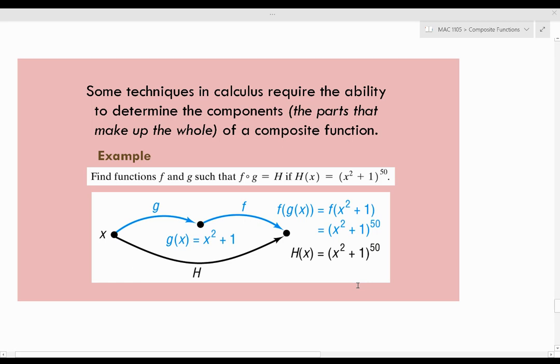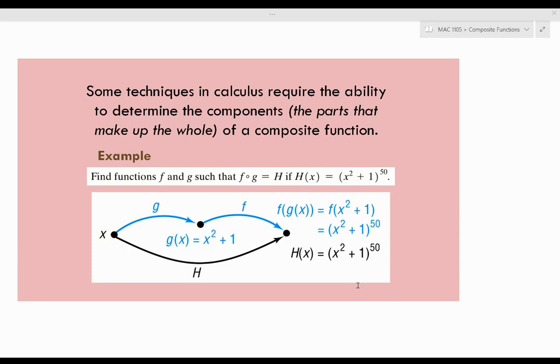All right, you guys, we've reached the last section of composite functions. One important technique about using composite functions is that in calculus, sometimes you will be required to determine the components of a composite function. An example of that would be: find functions f and g such that f composed of g equals h, if h of x equals (x squared plus 1) to the 50th power.